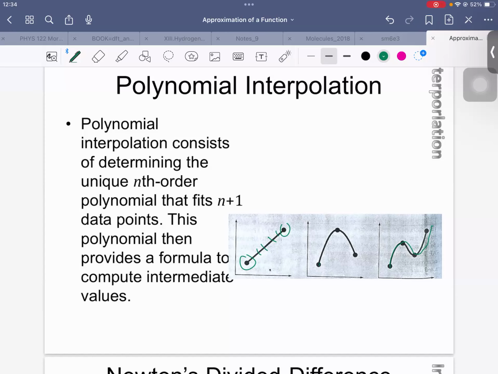So habang nag-i-increase yung data points, it's related to, let's say, n plus 1. So you have, for example, degree 1, so you have 2 data points. Degree 2, so you have 3 data points. And degree 3, you have 4 data points. Okay, so ganun lang siya.